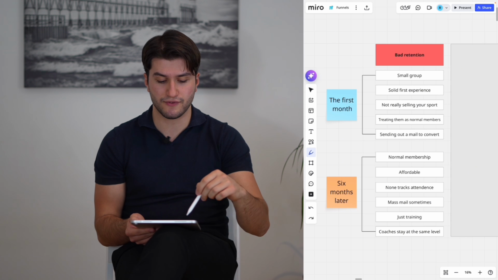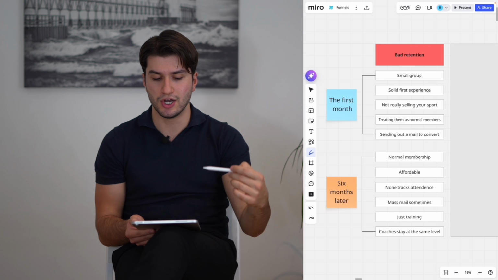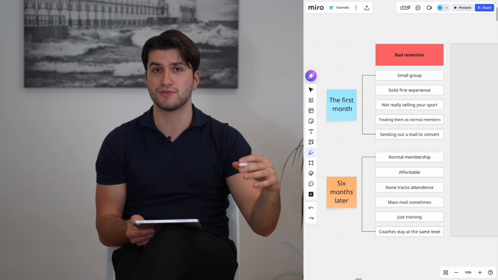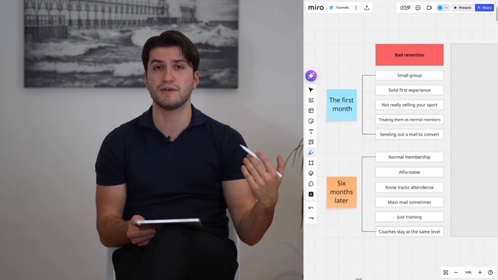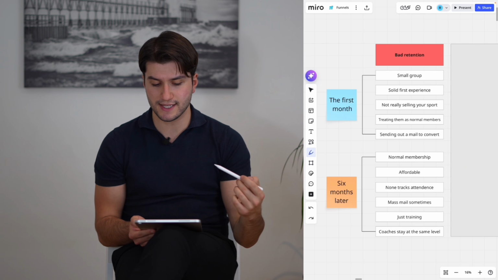That's why I've divided it into the first month and 6 months after that, because we believe this is the best way of looking at retention: seeing what needs to happen within the first months in order to get people to stay for the coming 6 months. And if you get people to stay for that long, then chances are they're going to stick with you for the long term. So let's get started with the first month.